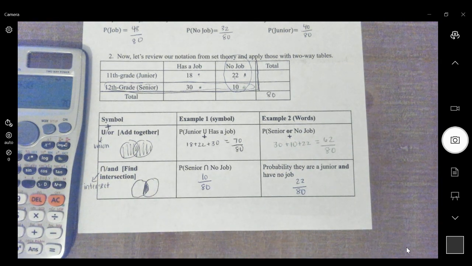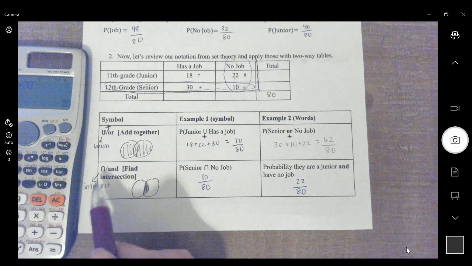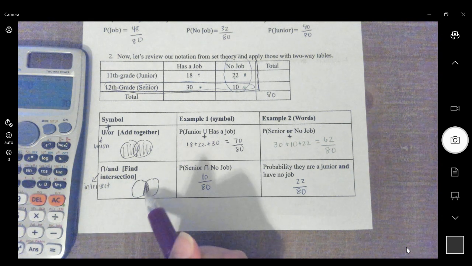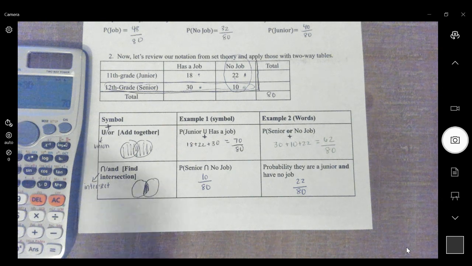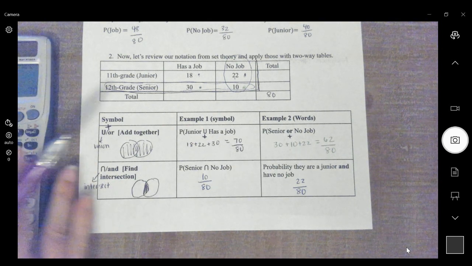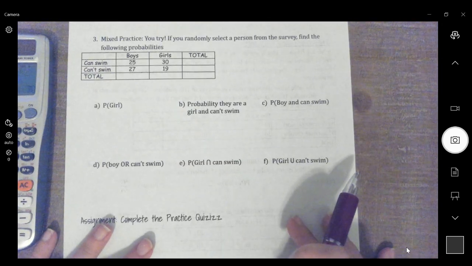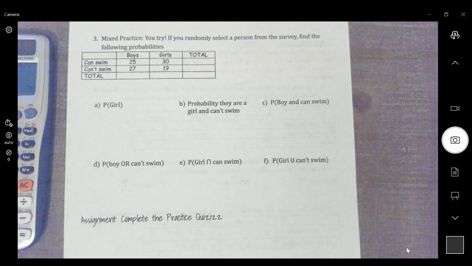So if it's union or, you add together. If it's intersect or and, you find where they meet, just like you did with the Venn diagram. So that's kind of our big idea for today. I would encourage you to pause and try these 6 practice questions on the back. If you're still confused and you want to go with me, that's fine, but I would encourage you to pause, try it, and then come back and look.